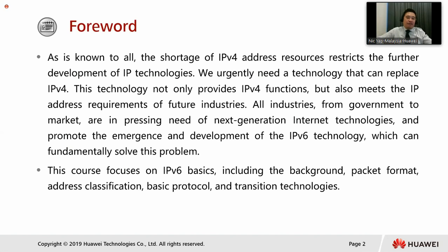Like in IPv4, we have class A, class B, class C, D, E. Then how is IPv6 classified? You also need to know the IPv6 header structures. Is it the same as IPv4? And last, how the transition technologies work, how they transition from V4 to V6 or from V6 back to V4. And finally, we need to know how to configure IPv6.